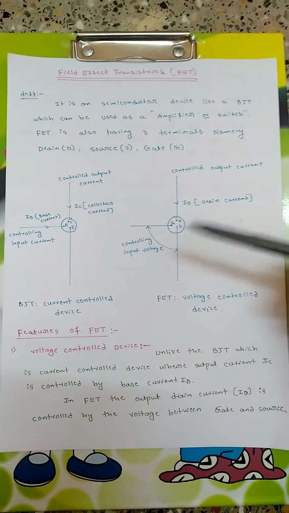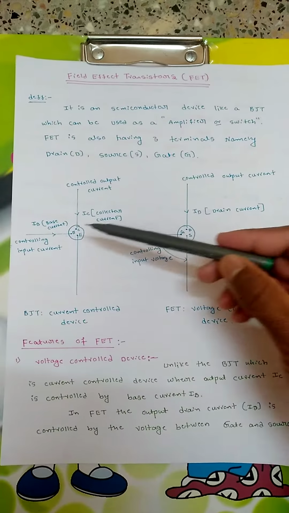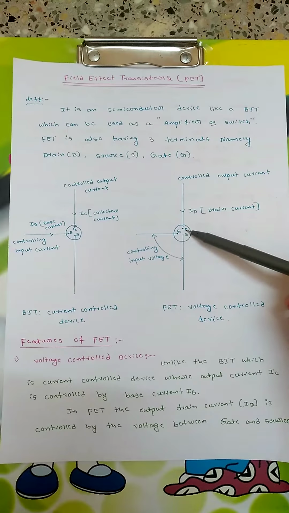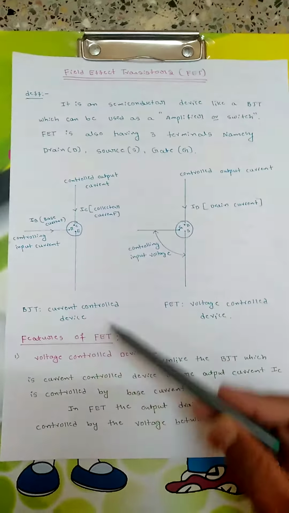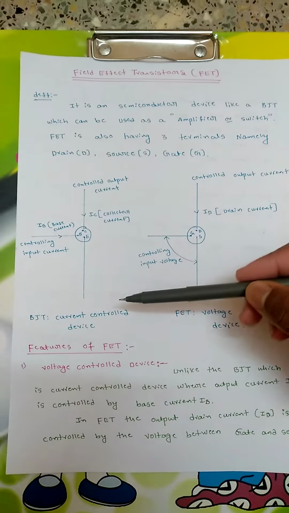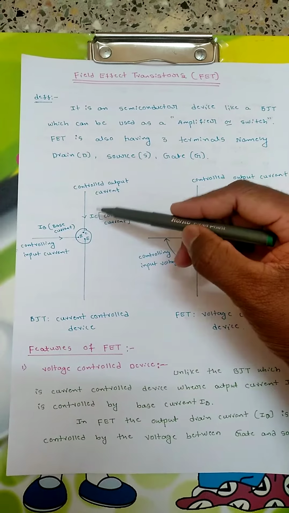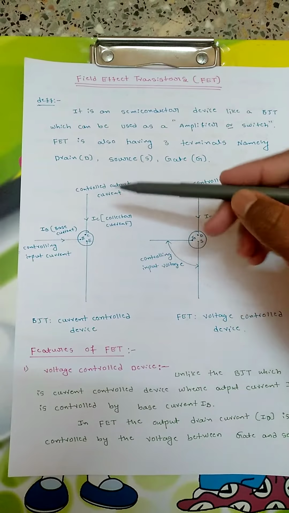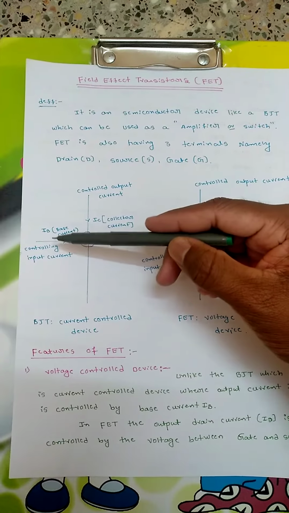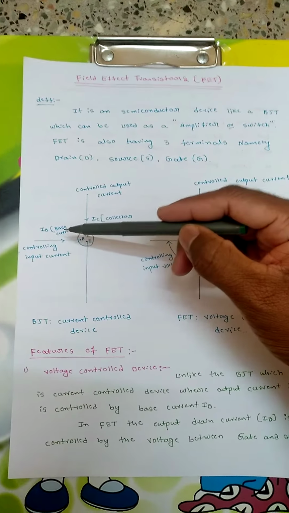Okay, so the general diagram or symbolic representation for BJT and FET I have shown here. BJT consists of base, emitter and collector, whereas FET consists of gate, drain and source. BJT is called a current control device and FET is called a voltage control device. The reason for calling it a current control device is that the collector current, that is the output current in case of BJT, is controlled by the current applied to the base, that is the base current.